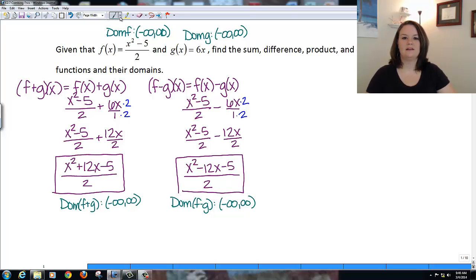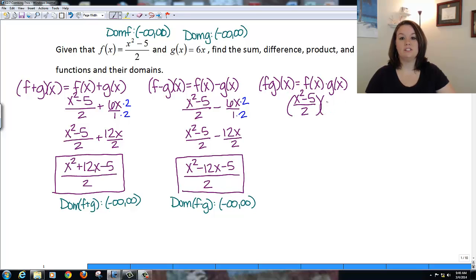Okay. Now I want to go ahead and try my product function, which means I'm doing fg times x, which means I'm doing f of x times g of x. So I'm just multiplying the two functions. My f function is x squared minus 5 over 2, and I'm multiplying that times my g function, which is 6x. Because I'm multiplying fractions here, I'm going to write this as 6x over 1, and I'm going to go ahead and reduce.